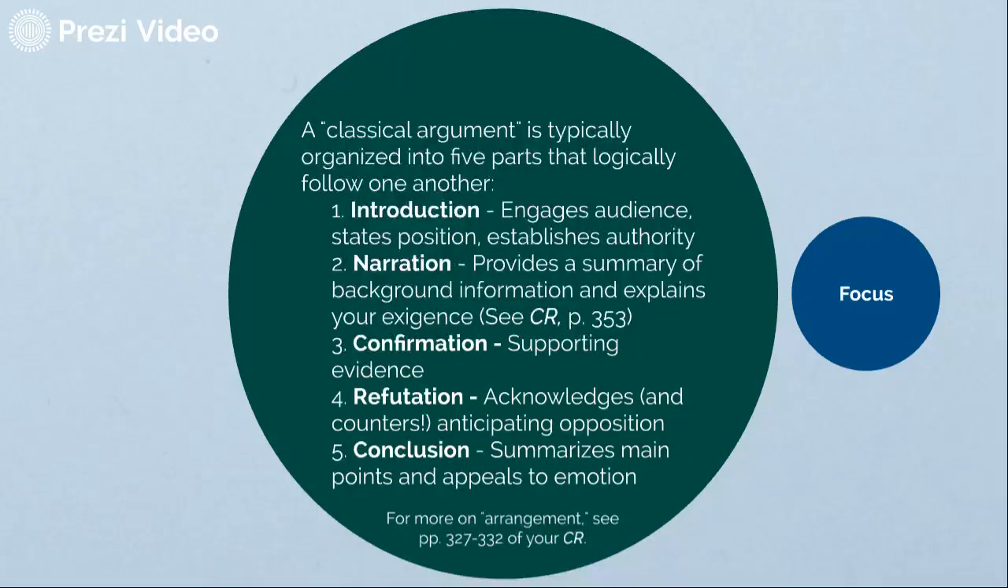The second part, the narration section, provides a summary of background information and explains your exigence. You can see your Carolina Rhetoric, page 353, that explains exigence further. I actually wrote that page too, so I can highly recommend it. The third step, confirmation, is where you support your evidence. And then the refutation stage acknowledges and counters anticipated opposition. We'll talk about that a little later in the presentation. And then the conclusion summarizes your main points and appeals to emotion. I have a note here at the bottom that says for more on arrangement, you can see pages 327 to 332 of your Carolina Rhetoric for a little bit more detail.